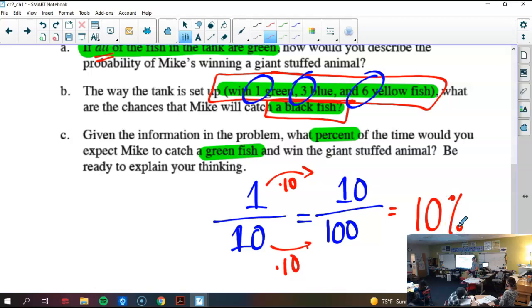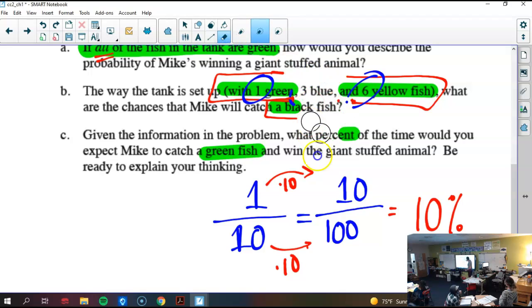Questions? Farah, what about the chance of winning blue? What's our percent chance of blue? How many blue are there? 3. So 3 out of 10, what percent would that turn into? 30, right? So blue would be 30%. Class, what about yellow? What's our percent there? 60, because 6 out of 10 would be 60. Any questions?